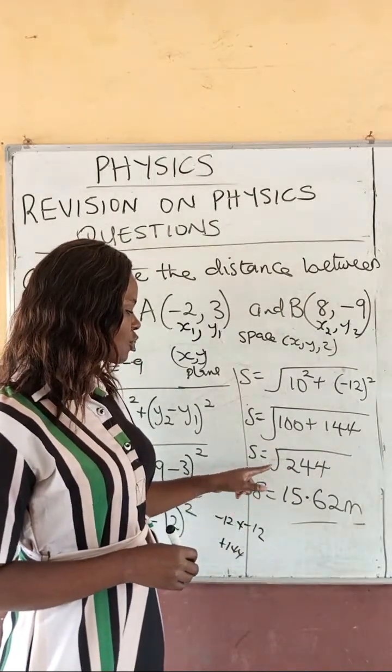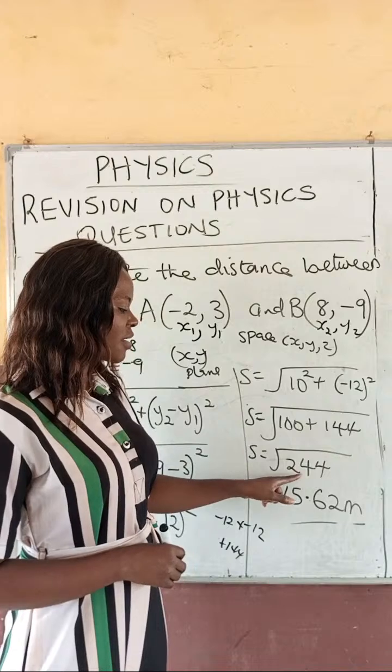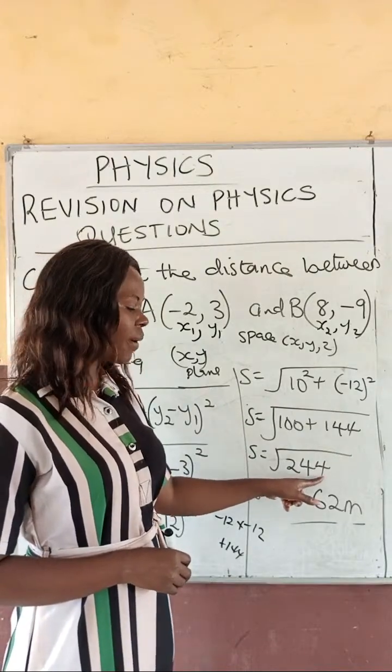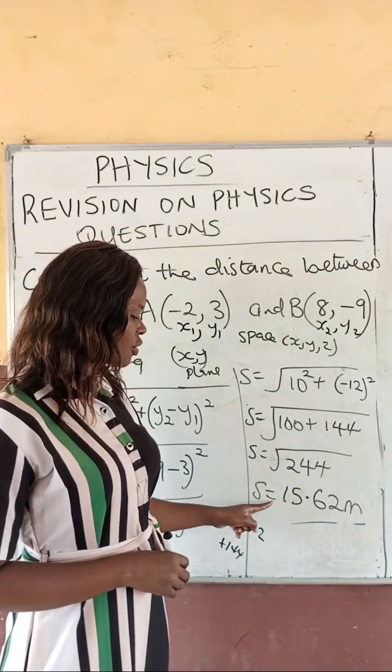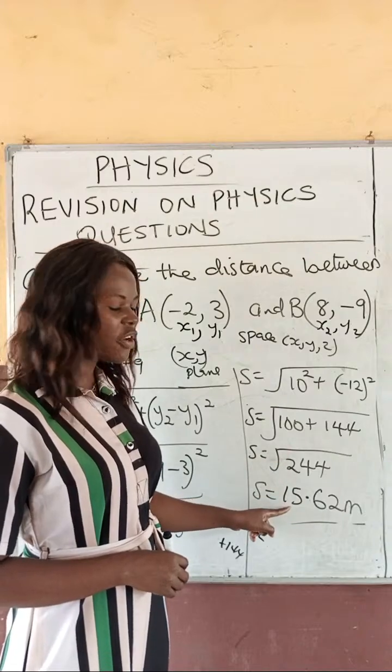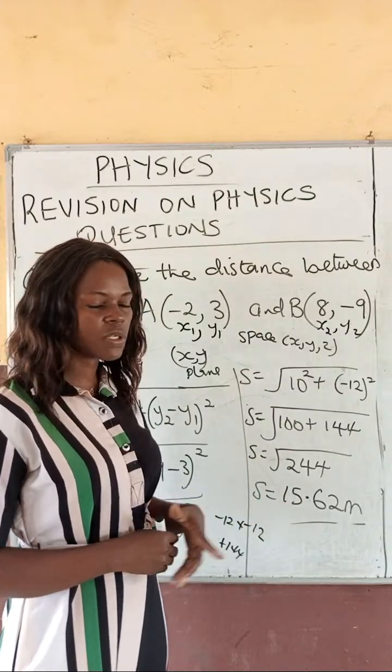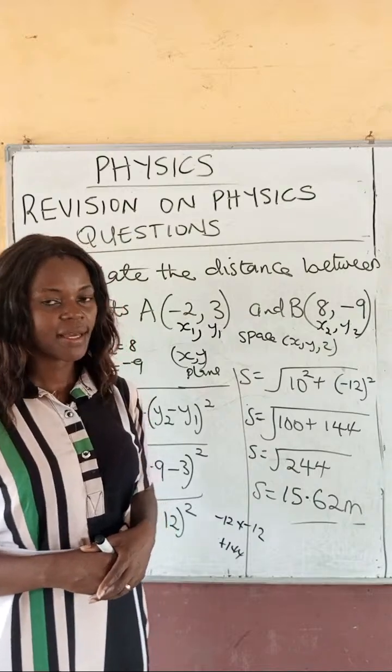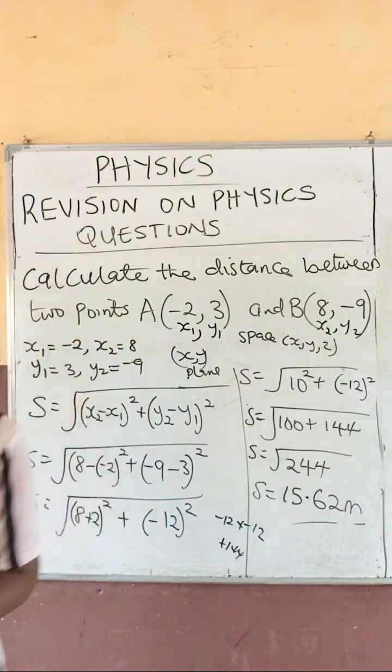Now we say x is equals to, can we add this? When we add, we got our answer to be 244, right? Okay, then x is equals to, find the root of what we have. The answer becomes 15.62 meters. Is that okay now? Right.